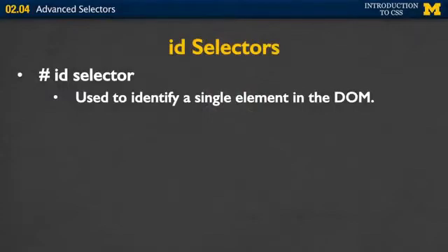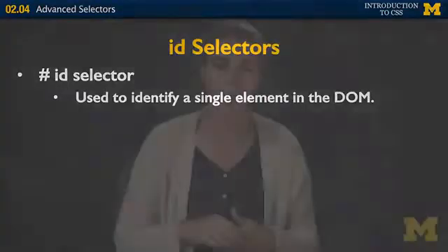Next, we're going to talk about what we call ID selectors. IDs are used to identify a single element in the DOM. The way IDs work is that you would go in and, in your HTML, say something along the lines of ID equals header or ID equals footer, which was one they used to use a lot. Then in your style sheet, using the pound symbol, you can identify which ones you want to style.